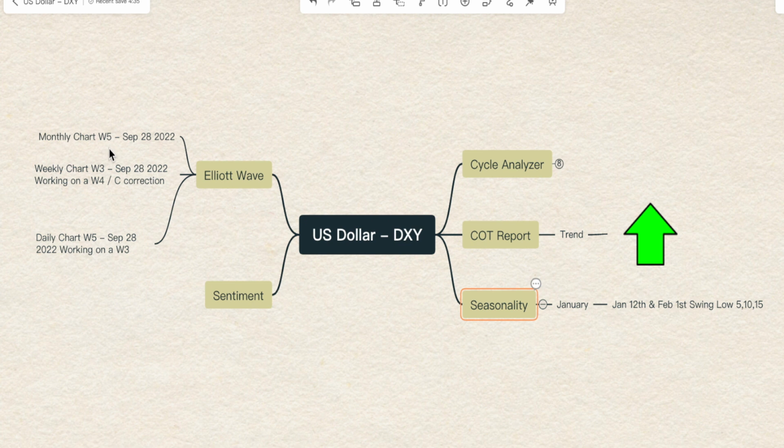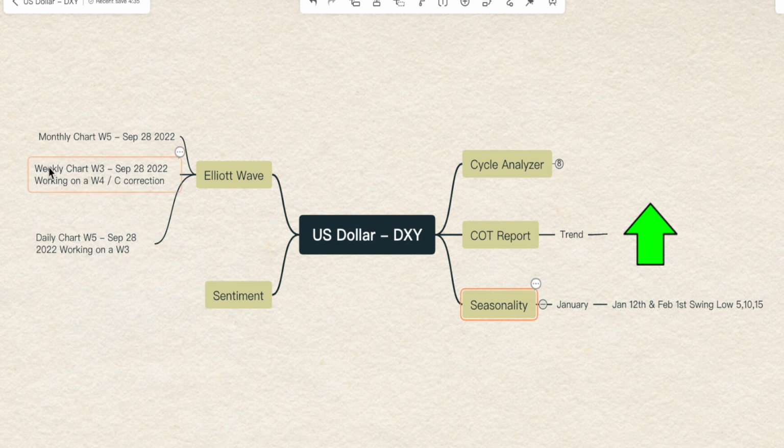Using Elliott Wave theory, that September 28 high is a wave 5 on the monthly. On the weekly chart, that September 28 high was a wave 3, and then we're working on a wave 4, and we're up to the C correction. This is what I was waiting for to play out, this wave 4. On the daily, that September 28th high is a wave 5, and we're working on a wave 3. So on the daily we could still be on a 3, working toward a wave 4 to the upside.